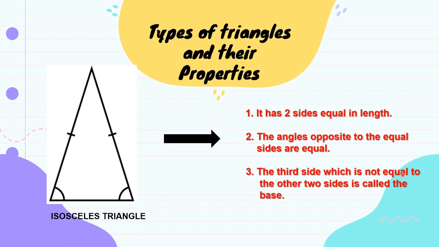3, the third side which is not equal to the other two sides is called the base. Look at this side that has no mark. The third side which is not equal to the other two sides is called the base.